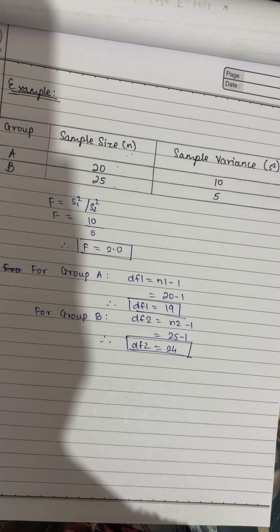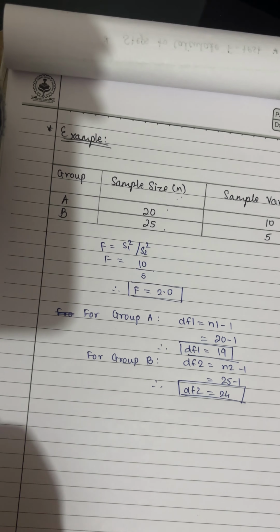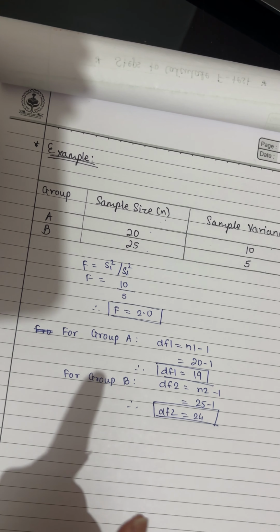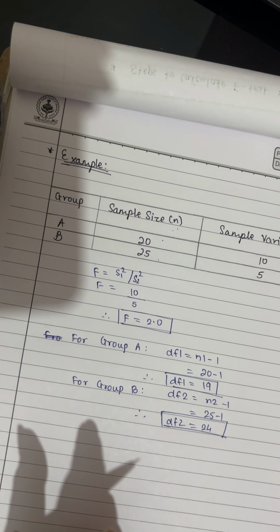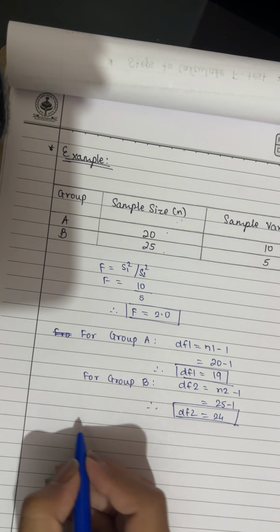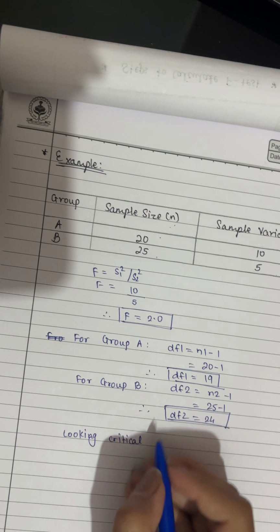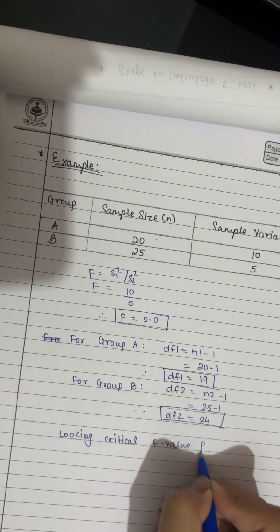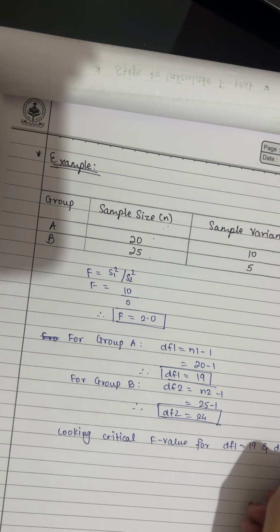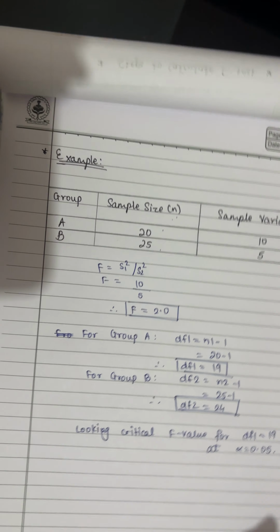Now next, what are we going to see? We are going to choose the significance level, as in step 5, and then look up the critical F value for these two: df1 equal to 19 and df2 equal to 24 at alpha equal to 0.05.